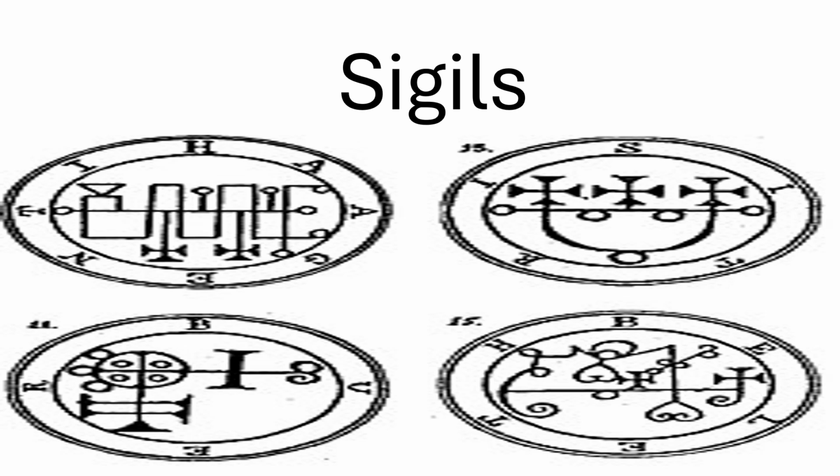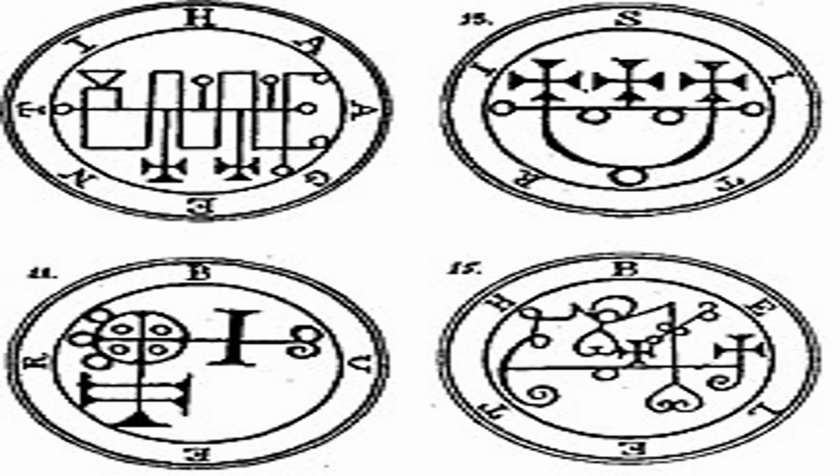Before I end this video, I wanted to discuss sigils. A sigil is another kind of symbol with a mystical or magical meaning. The word sigil derives from the Latin word sigillum, which means seal, and is the root of many other English words such as sign and signature.